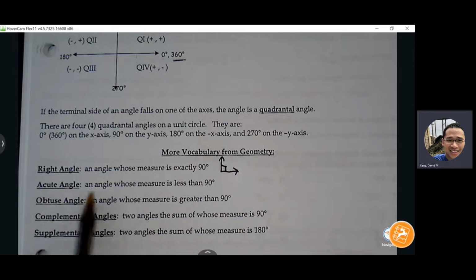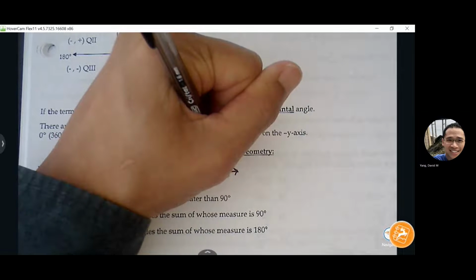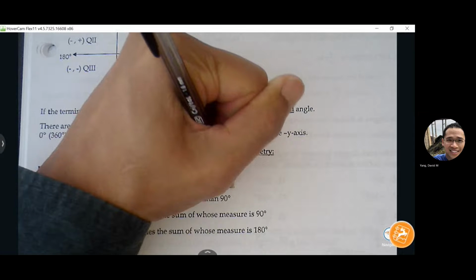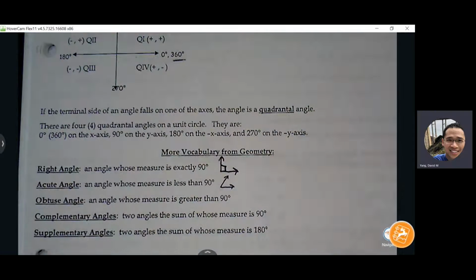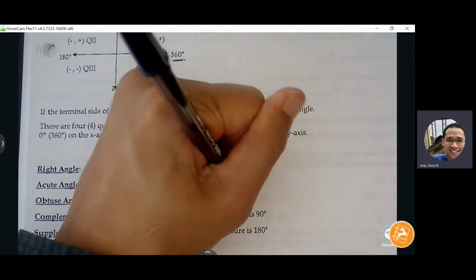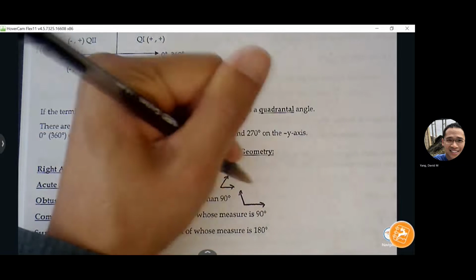Speaking of those, an acute angle is an angle whose measure is less than 90 degrees. There's an example. An obtuse angle is an angle that is greater than 90 degrees, more than a right angle.